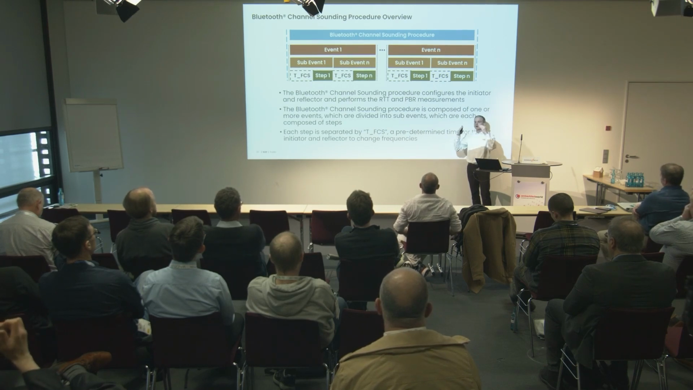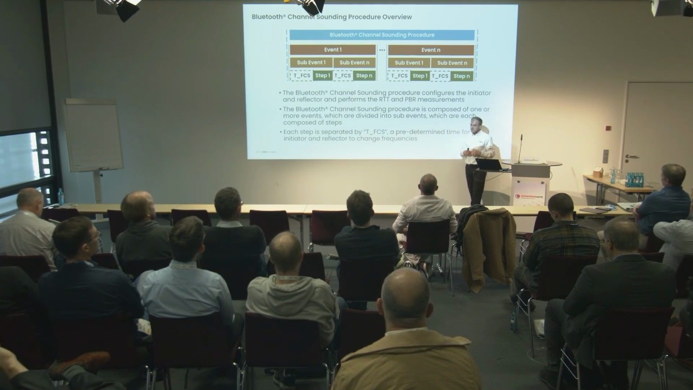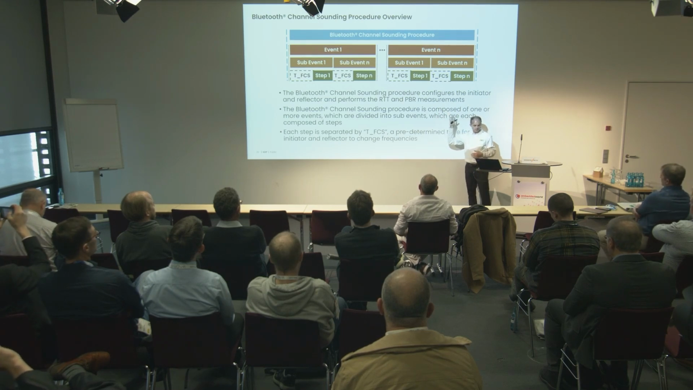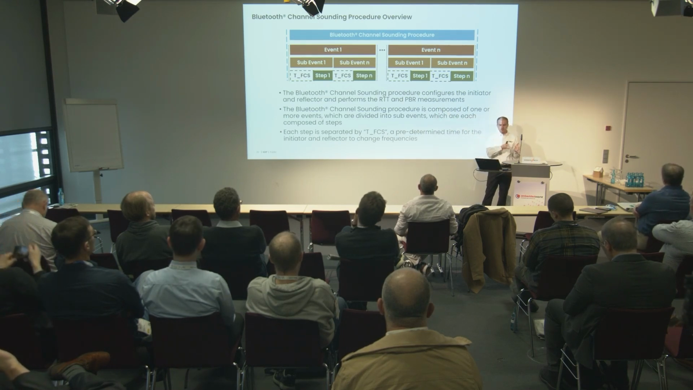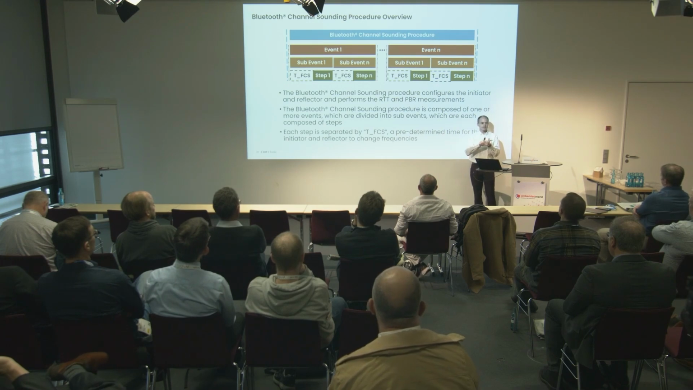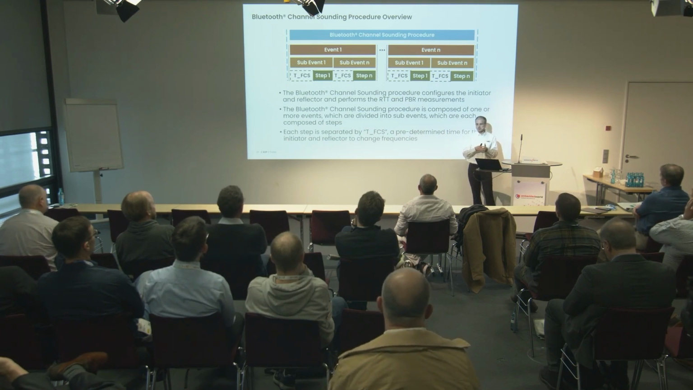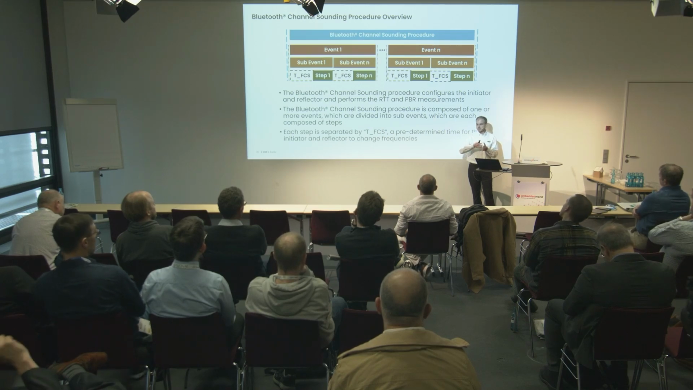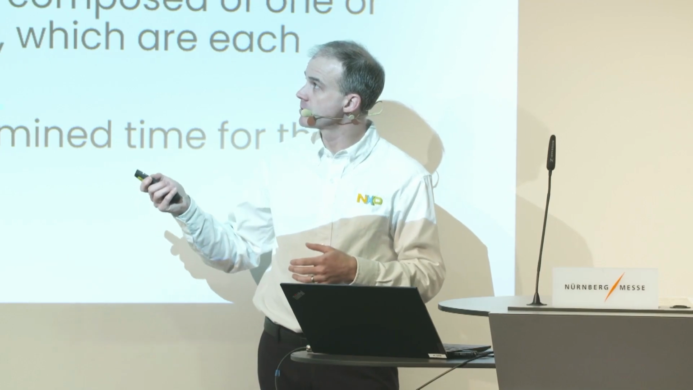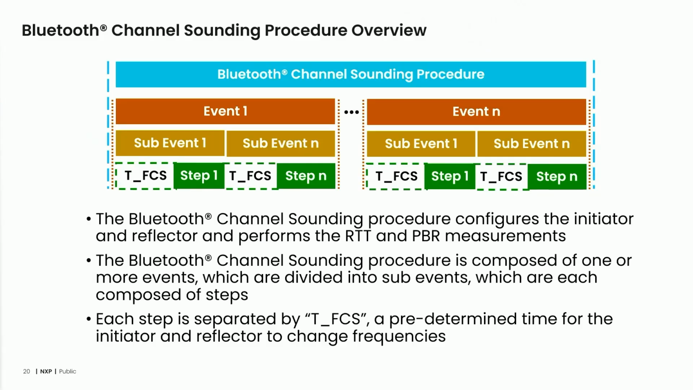This shows what it's actually doing underneath. The channel sounding procedure is broken up into events, and there are multiple events per procedure. Each of those events is broken up into sub-events, and the sub-events are broken up into steps. Between each step is a frequency hop, because we don't want to interfere with others, and we want to make sure we can take channel sounding measurements across the whole frequency range. So there's a T_FCS, which is the time for frequency hopping, and then there's a step. There are multiple steps per channel sounding procedure.